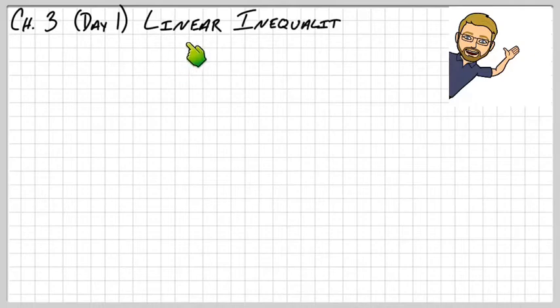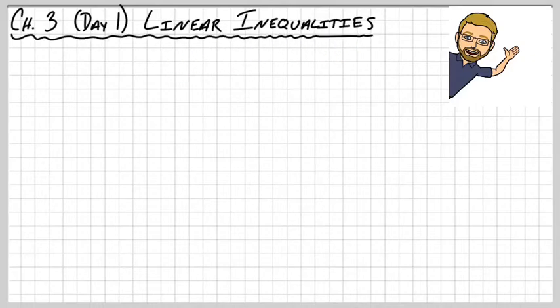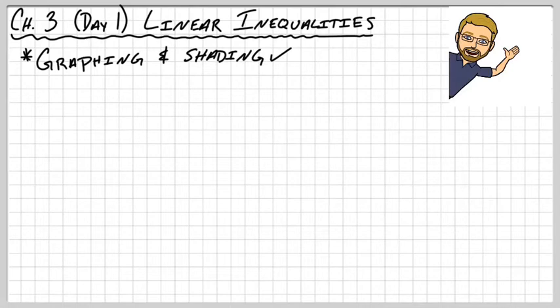So this is Chapter 3, Day 1, the very first day, and the topic we're going to cover is linear inequalities. And that should sound pretty familiar to you from your Algebra 2 days, right? You've probably done a bunch of graphing and shading, so I want to start with that. So we're going to be graphing and shading these linear inequalities. For example, I might give you something like y less than or equal to 2x minus 7.